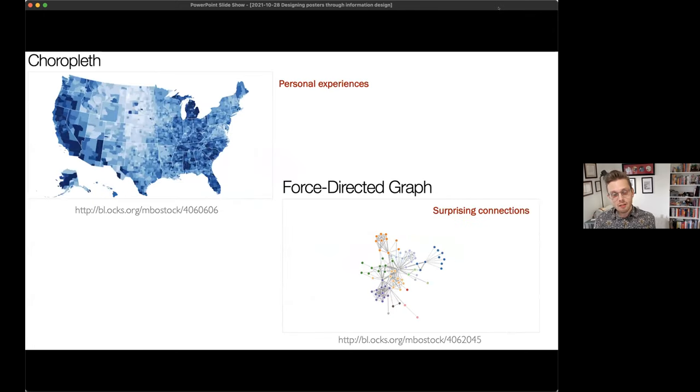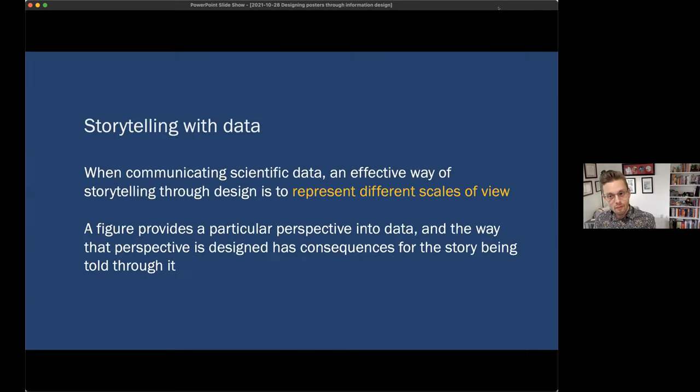And then lastly, things like maps are great for relating to personal experience. And things like network diagrams are great for surprising connections as well. So when communicating scientific data, it's really effective to lean heavily on these storytelling devices.